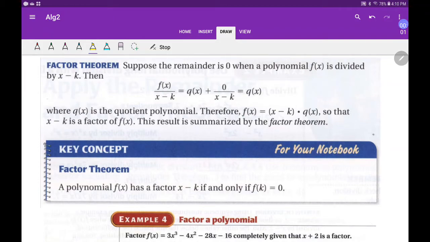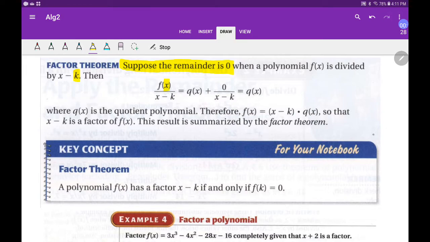Okay, so here, I've alluded to this before, but suppose the remainder is 0. What happens if the remainder is 0? We know what happens if it's not 0. We would say whatever we would plug in, if we're trying a root, if we plugged in k, whatever would be the remainder would be what we get if we plugged in k.